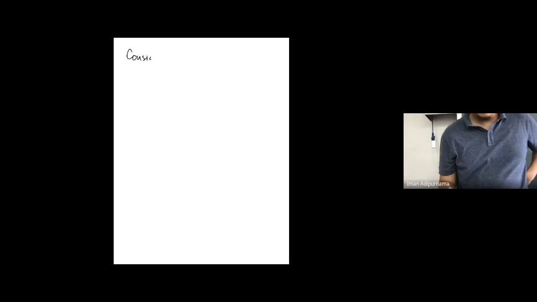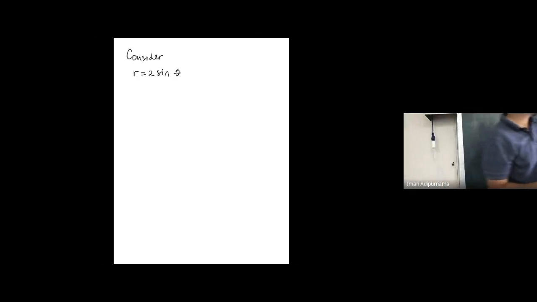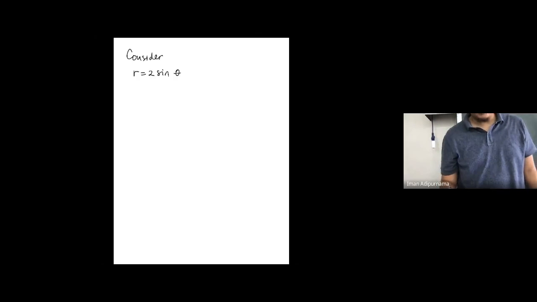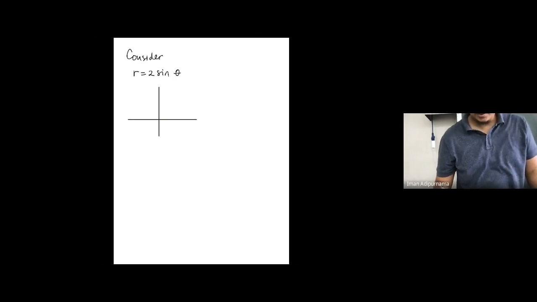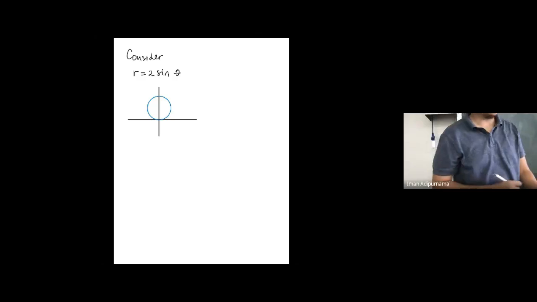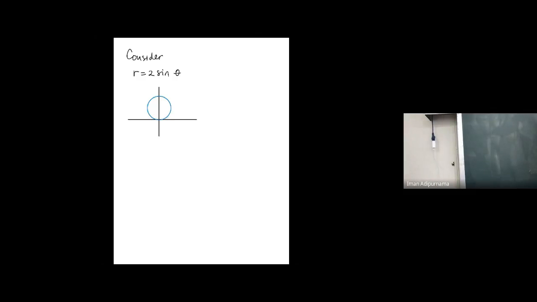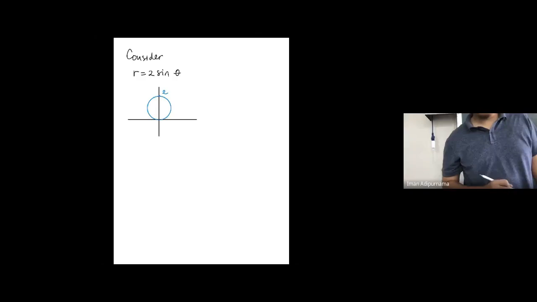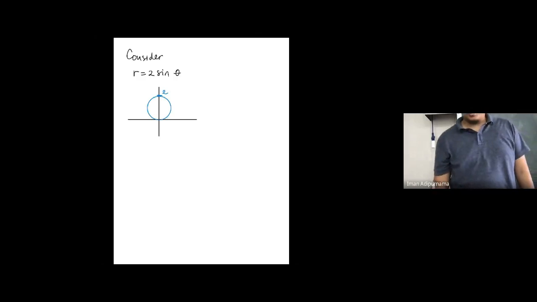Okay, consider r is 2 sine theta. It is having the circle, right? The circle like that. Having this, and this is 2.